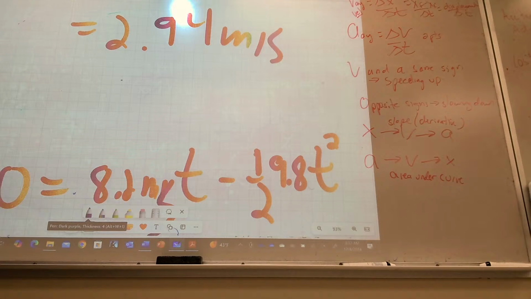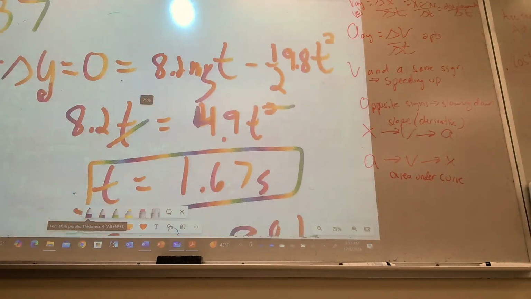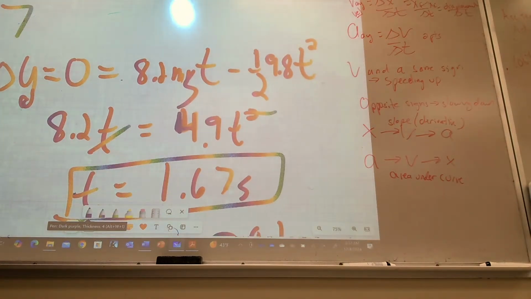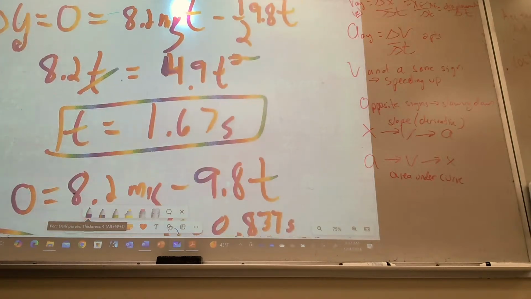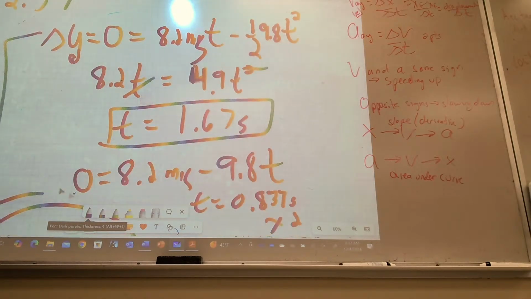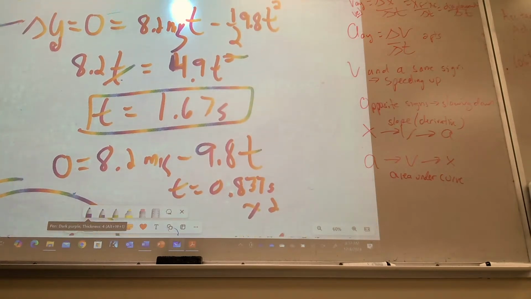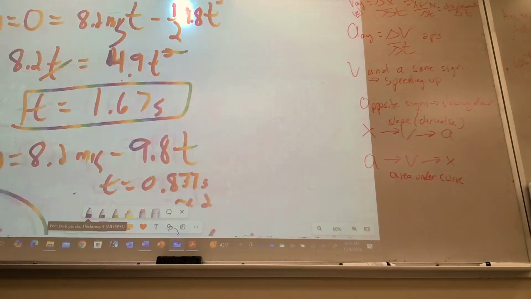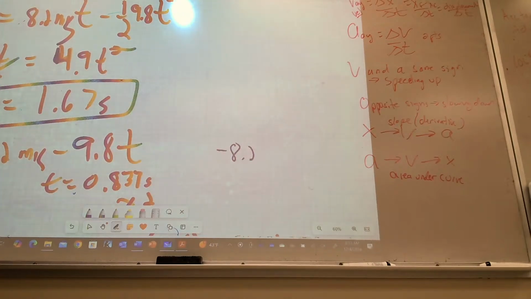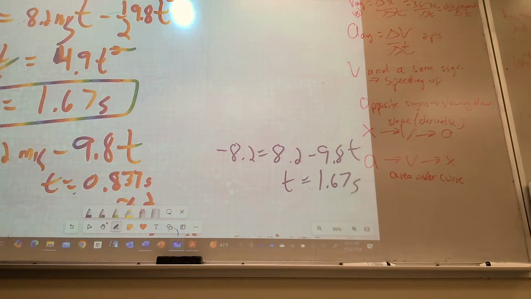Connie, did you get it? Good. Which way did you do it? I use the velocity and use the final. Okay, good. We can do it like this. The velocity at the high point is 0 and get 0.837 and then double it. We could have also made the final velocity negative 8.2. Right? That was a third way we could do it. Negative 8.2 is equal to 8.2 minus 9.8 t, and then get that time. You can do it any of those ways.